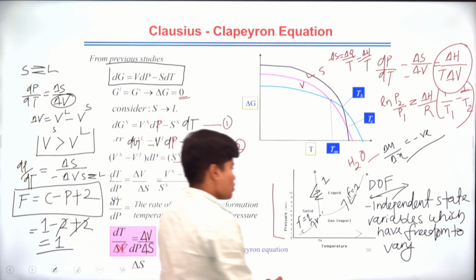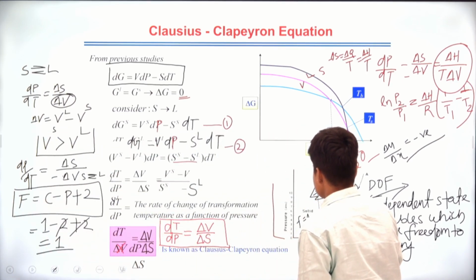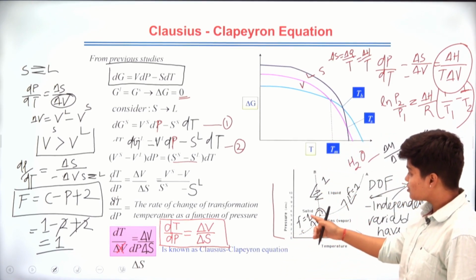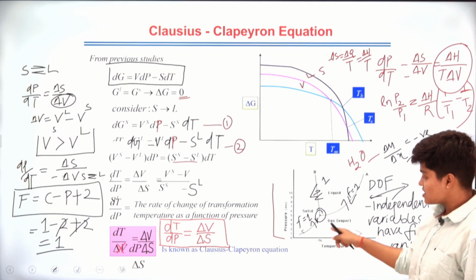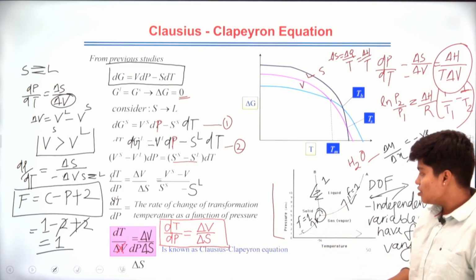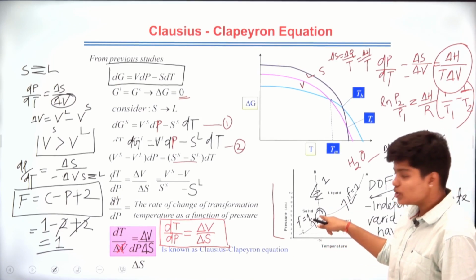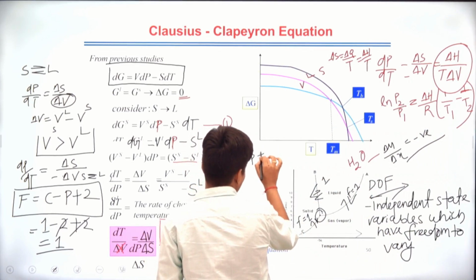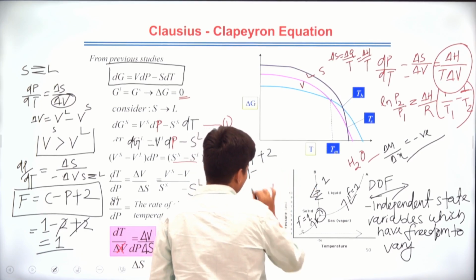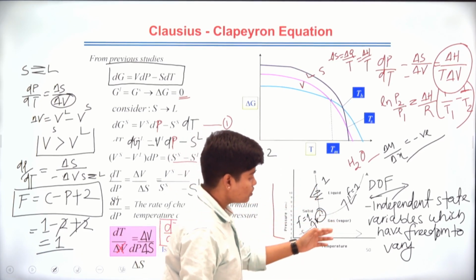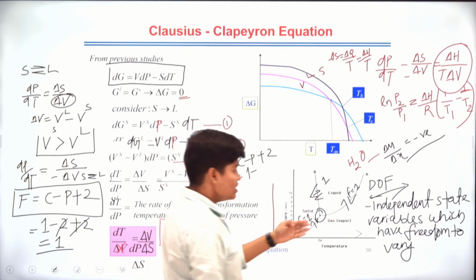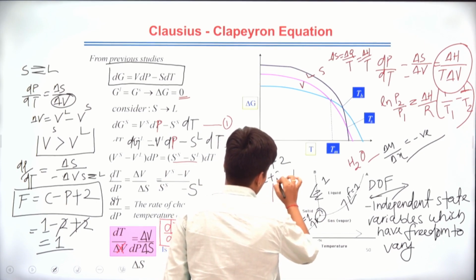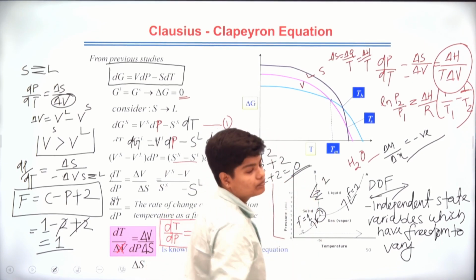But this point is called the triple point, where it is written as T. At the triple point, the three phases are in equilibrium, so the degrees of freedom at this point will be 0. How? Because F is equal to C minus P plus 2, and C is 1, but P will be 3, because solid, liquid and gas, all three phases are in equilibrium at this point. So 1 minus 3 plus 2 is 0.